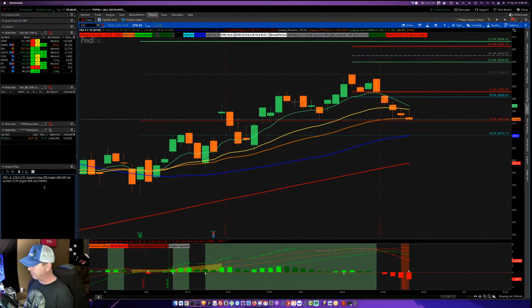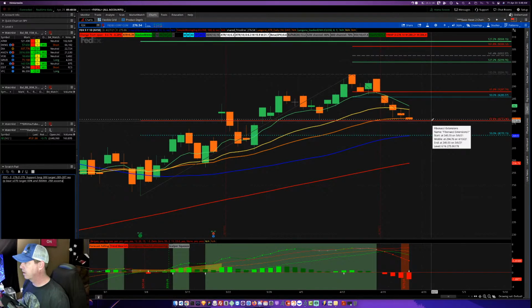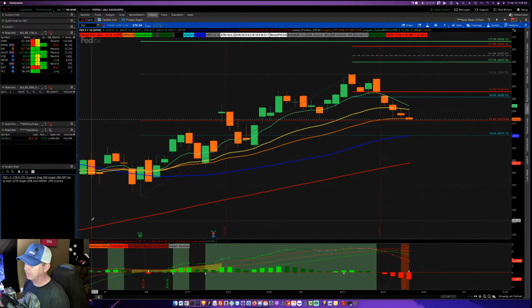Then we have 258, the 200 SMA. So FedEx, if it maintains support, we have a $300 target with taking profit at 285, 287. If we break the 618 retracement at 275.96, look for a fade to 270 and then 258.